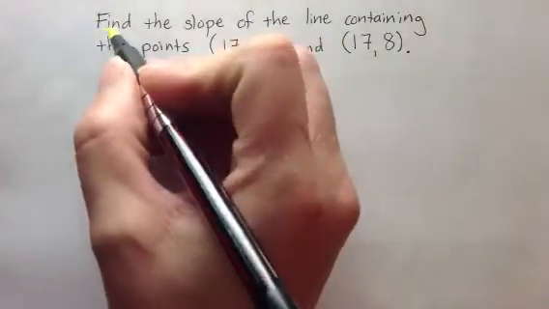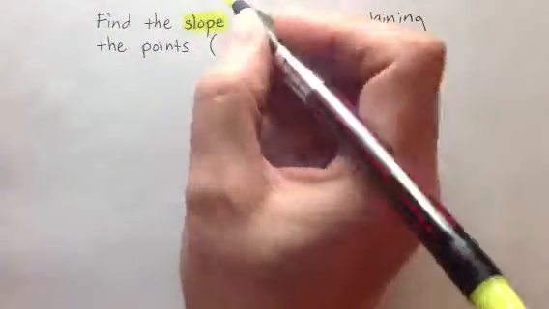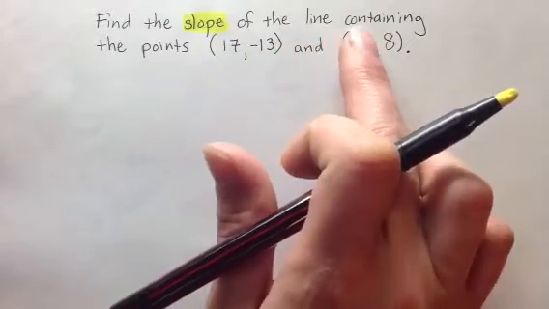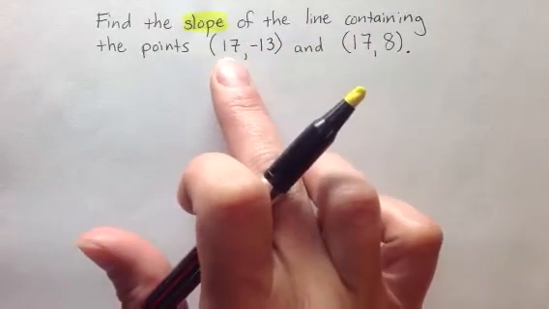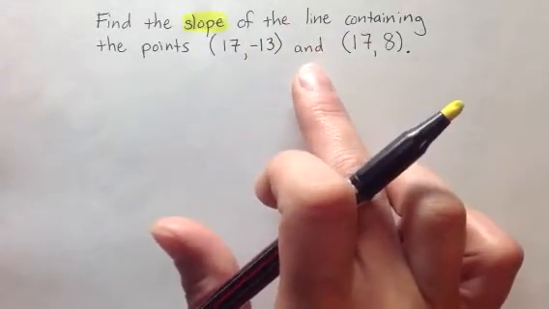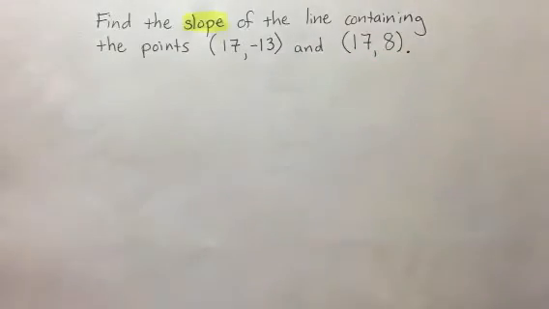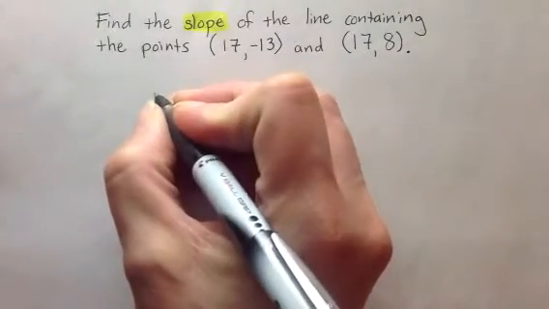The directions read, find the slope, that's a key word, of the line containing the points (17, -13) and (17, 8). Okay, so since they're giving me two coordinates and they want me to find the slope, I'm going to use the algebraic method, which would be the formula.